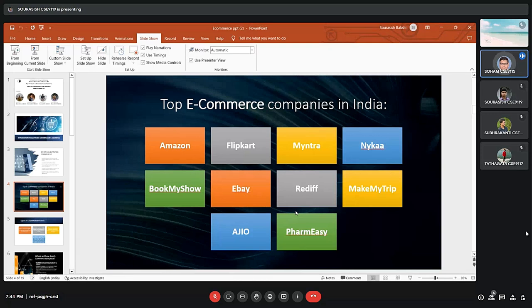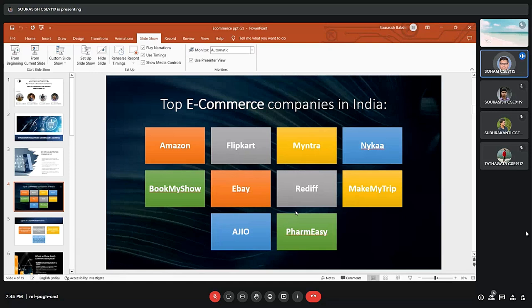Likewise, Myntra and Nykaa are also fashion-type e-commerce websites. BookMyShow is a show ticket booking website from where we can easily book any type of events or shows. Then eBay is there. MakeMyTrip is an online trip managing website. Then Ajio is also a kind of fashion e-commerce website, and there are other e-commerce companies also present who are dominating this Indian market.